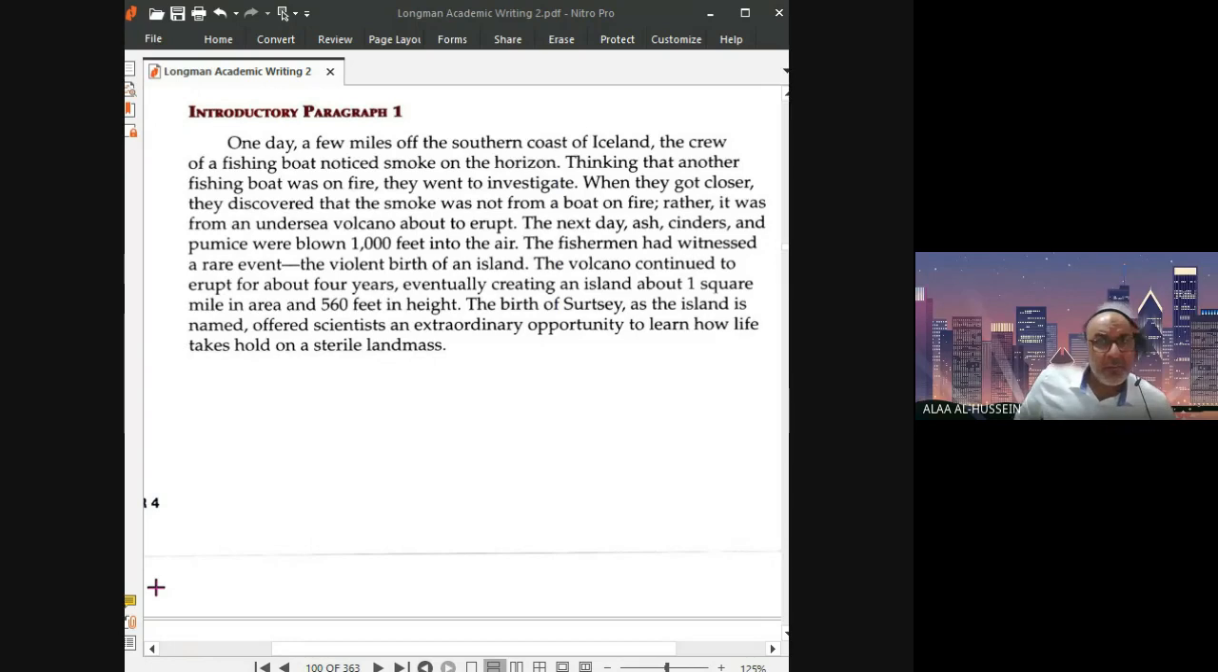One day, a few miles off the southern coast of Iceland, the crew of a fishing boat noticed smoke on the horizon. Thinking that another fishing boat was on fire, they went to investigate.